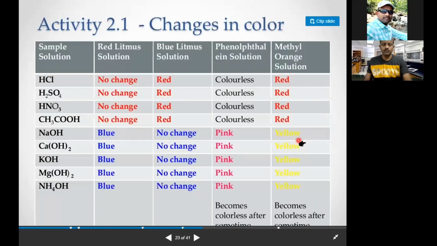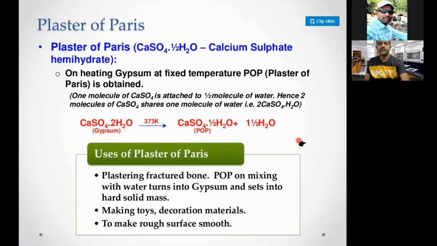What are the main uses of this plaster of Paris? The main use of plaster of Paris is for plastering fractured bones. When bones get fractured, you get some white strip, right? That is made with plaster of Paris. And also POP, on mixing with water, turns into gypsum. When you add water molecules to this, it becomes a hard substance. That means that is gypsum.